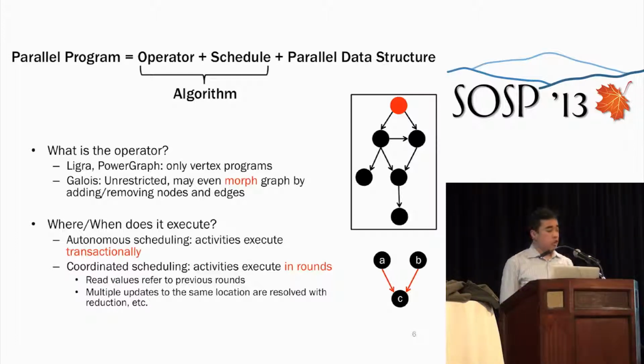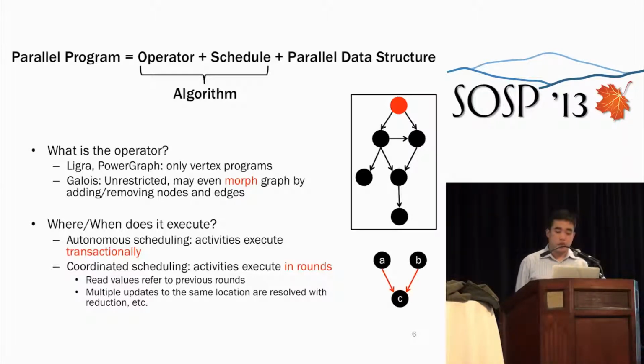One common choice is autonomous scheduling. Here, activities execute transactionally. So consider the case on the bottom. We have two activities, AC and BC. If we're executing using autonomous scheduling, either the AC activity will execute followed by the BC activity, or vice versa.